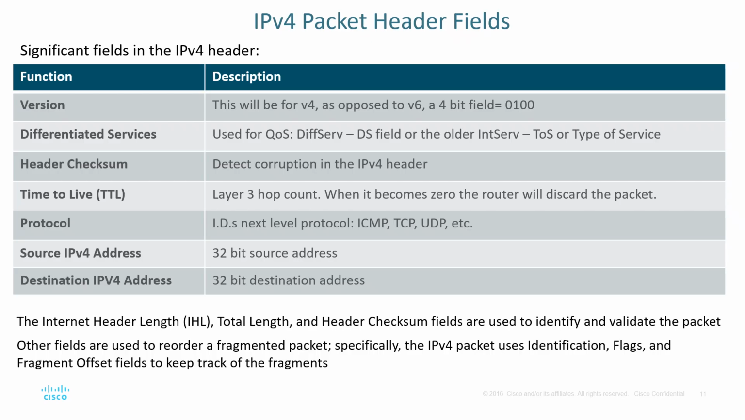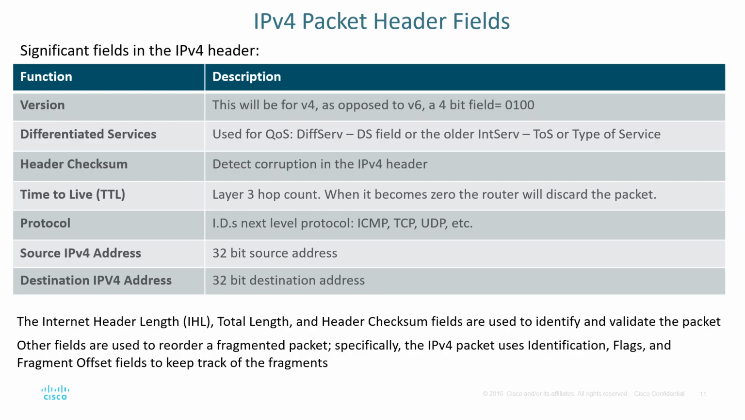This slide is just a description of those different fields. Be familiar with the version. The version field is going to identify whether we have version 4 as opposed to version 6. A 4-bit field will equal 0100. Differentiated services are used for quality of service. A DiffServ is a DS field, or the older IntServ, which is TOS, or type of service. Those 2 parameters you will not discuss or learn about until Cisco 3.